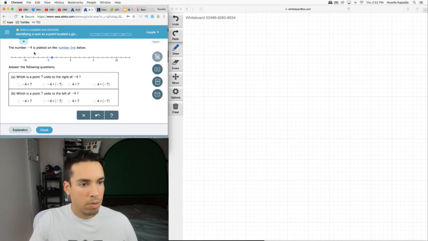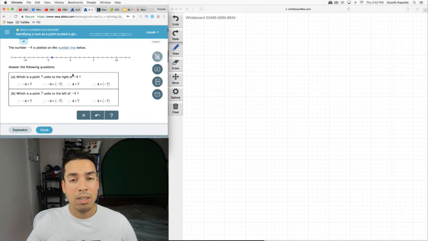Here we go. The number -4 is plotted on the number line below. Answer the following questions. Which is a point 7 units to the right of -4? So if we're going 7 units to the right, anytime we're moving to the right, we're adding a positive number. So if we go 7 to the right, we're going 1, 2, 3, 4, 5, 6, 7. We're getting right here, which is +3.